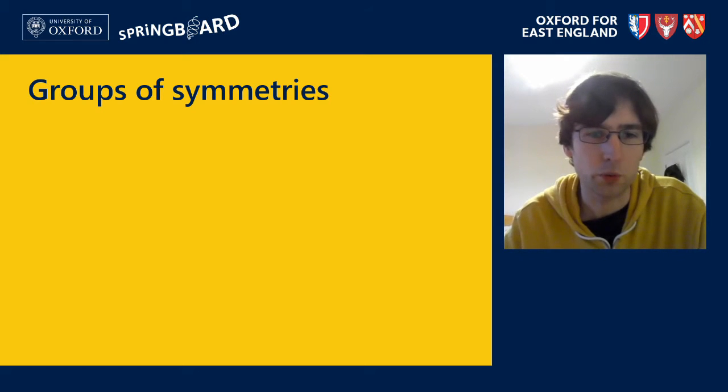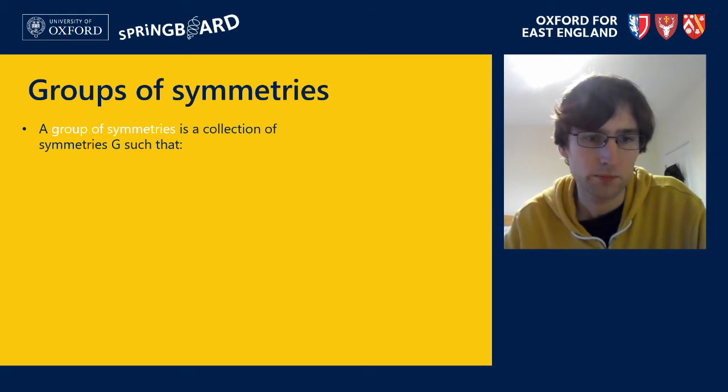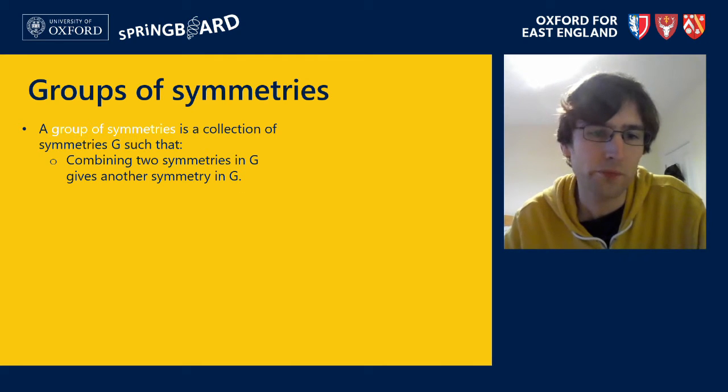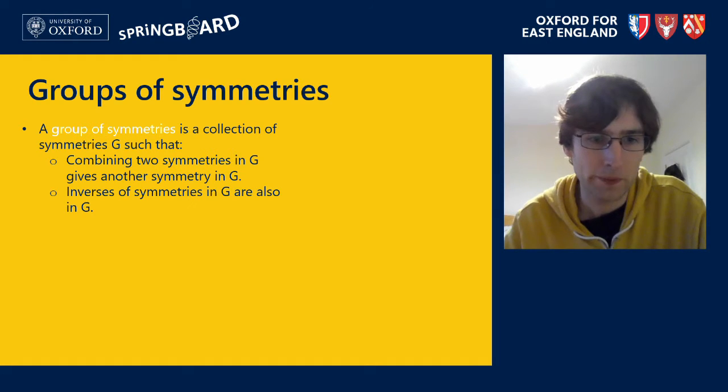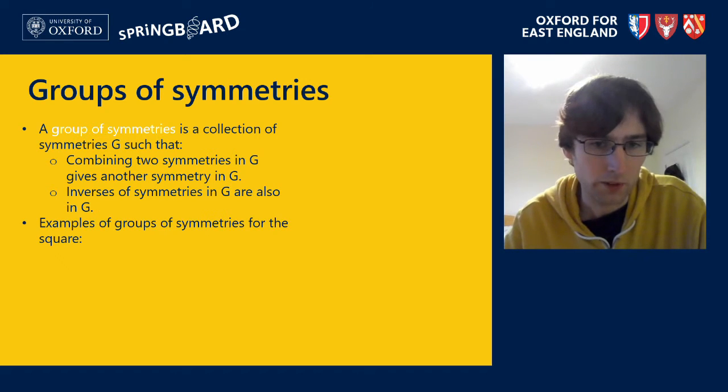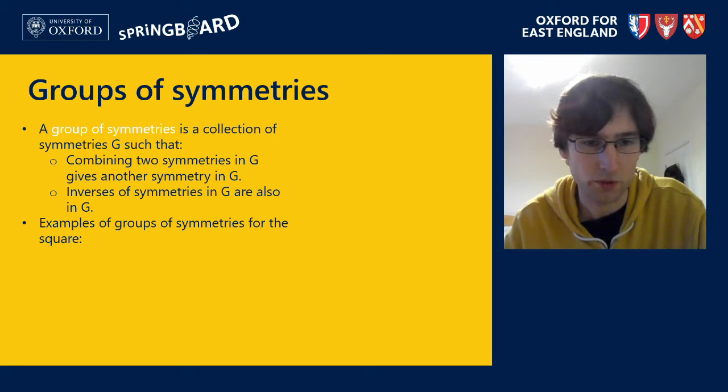Okay, so now we can define what a group of symmetries is. A group of symmetries is a collection of symmetries G such that two conditions hold. Combining two symmetries in G gives another symmetry in G. And we also want inverses of symmetries in G to be in G. So we can say that G is closed under combining symmetries and it's closed under taking inverses. So sticking with the example of the square, let's see some groups of symmetries.